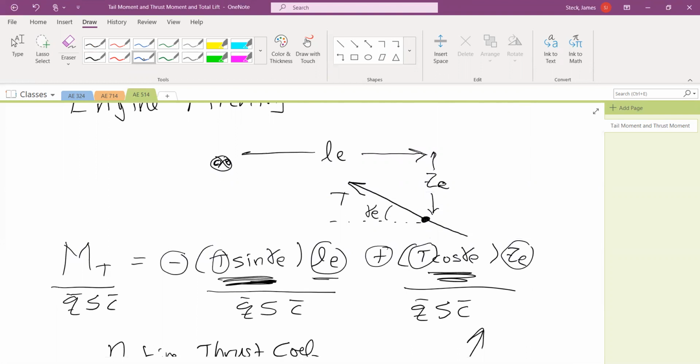We also want to be able to calculate the component of the thrust in the lift direction and the component of the thrust in the drag direction. So for that, we need to throw in the relative wind, because lift and drag are calculated relative to V infinity. So let's draw a V infinity vector here. And then this is the angle of attack here.